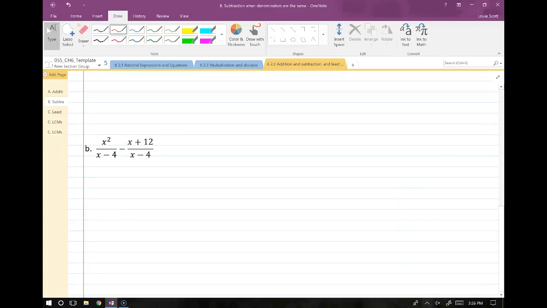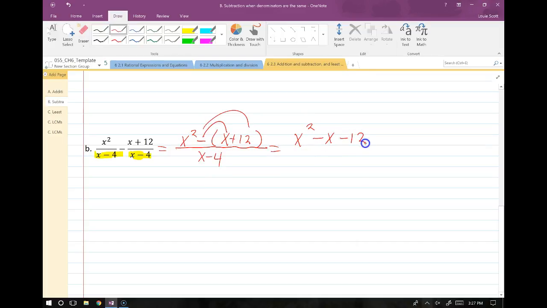Okay, so here we go again. Another fun one. We have matching denominators. So we subtract straight across the top. I have x squared minus, in parentheses, x plus 12 over x minus 4. So that, when I distribute that negative, gives me x squared minus x minus 12, all over x minus 4. Can anybody tell me what the top polynomial factors into?